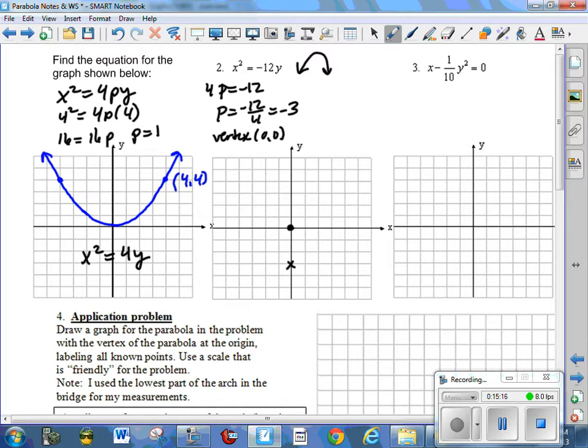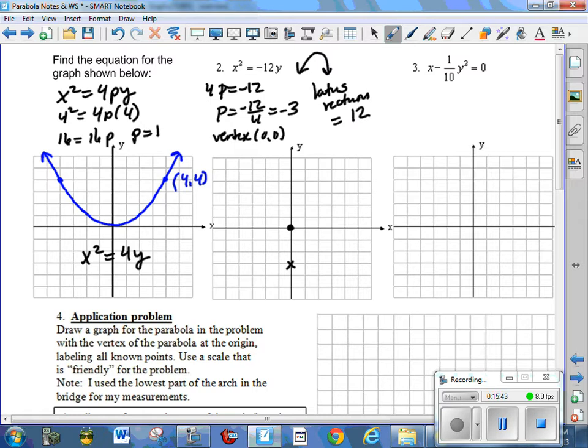I like making a little X for the vertex, or for the focus. That's kind of nice. And then I need to find another point on the parabola. If y is negative 3, I could put in negative 3 for y and figure out what x would have to be. Or I also can recall that the latus rectum is going to be equal to 12. It's the absolute value of 4p.